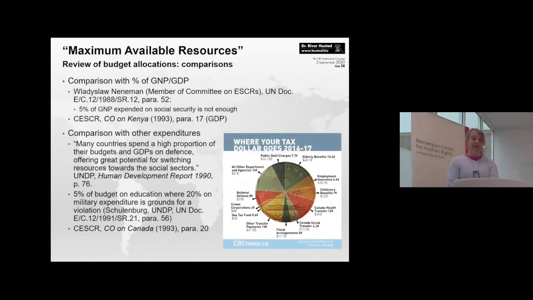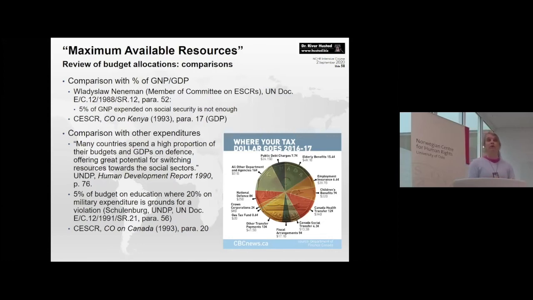So it's made comparisons. When it gets involved in those questions about budget allocations, it has made comparisons. These are indications of whether or not the rights have been fulfilled, whether or not maximum available resources have been made available for the enjoyment of the rights. It's not a hard and fast rule, but it gives an indication, and it's the way that the committee has looked at it. So they've made comparisons to both GNP and GDP.